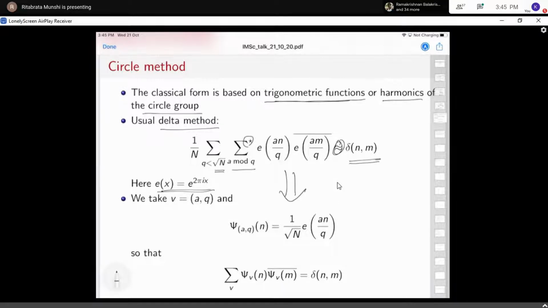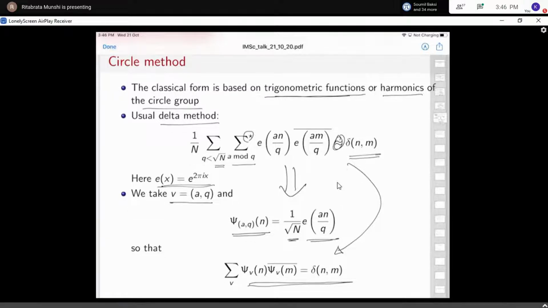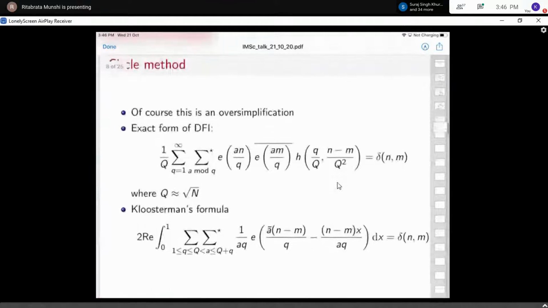And so this basically implies that I can pick my V to be this pair A and Q, where Q is ranging up to square root of N, and A is running modulo Q, with A co-prime with Q. That's my collection of basis vectors. Each basis vector is given by this: 1 by square root of N, that's the general normalization, times E of A n over Q. And then this formula is basically saying this is an orthonormal basis. So the circle method is a natural source, or actually a way of getting an orthonormal basis of the space. Now this is the real formula due to Dirichlet and Kloosterman. In the previous slide I just wrote this part, so there will be some analytic function hanging around with it.